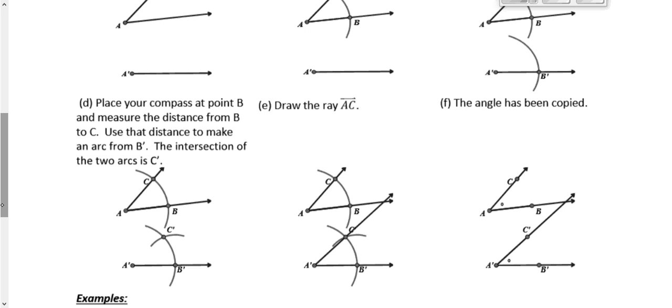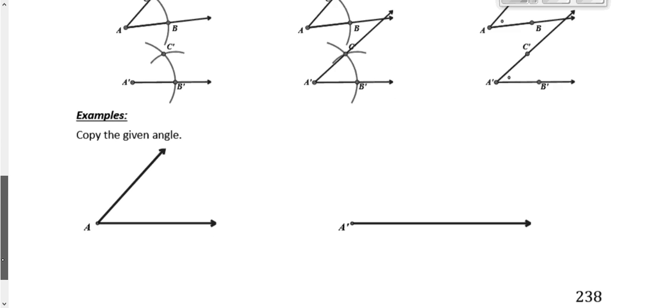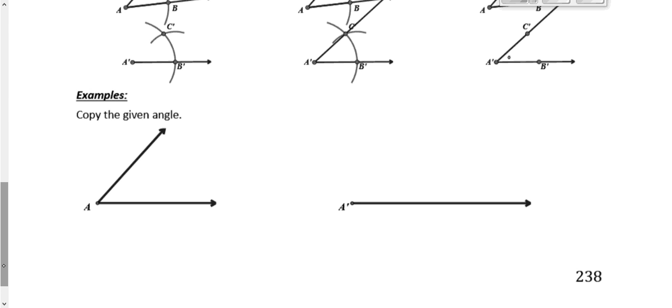Got it now? Somewhat. At least some people got it. All right, let's try it like this. Copy this angle over to here. Work through it the best you can. Can I erase the construction marks? Leave them there. That's how you get credit for construction.